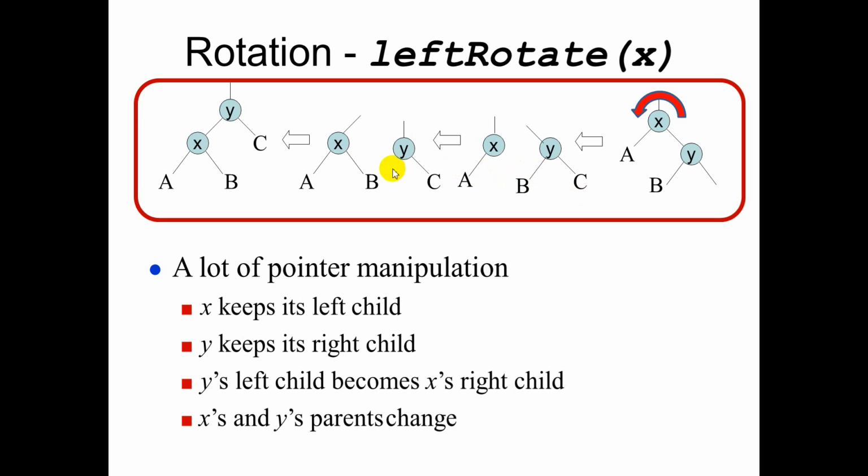So now you can see here it has become the right side of X. You can read here. Y's left child becomes X's right side. And X's and Y's parents change. Okay, so it works in this way. So this is the way the left rotation and the right rotation works. We will have examples later when we will insert items in the tree.